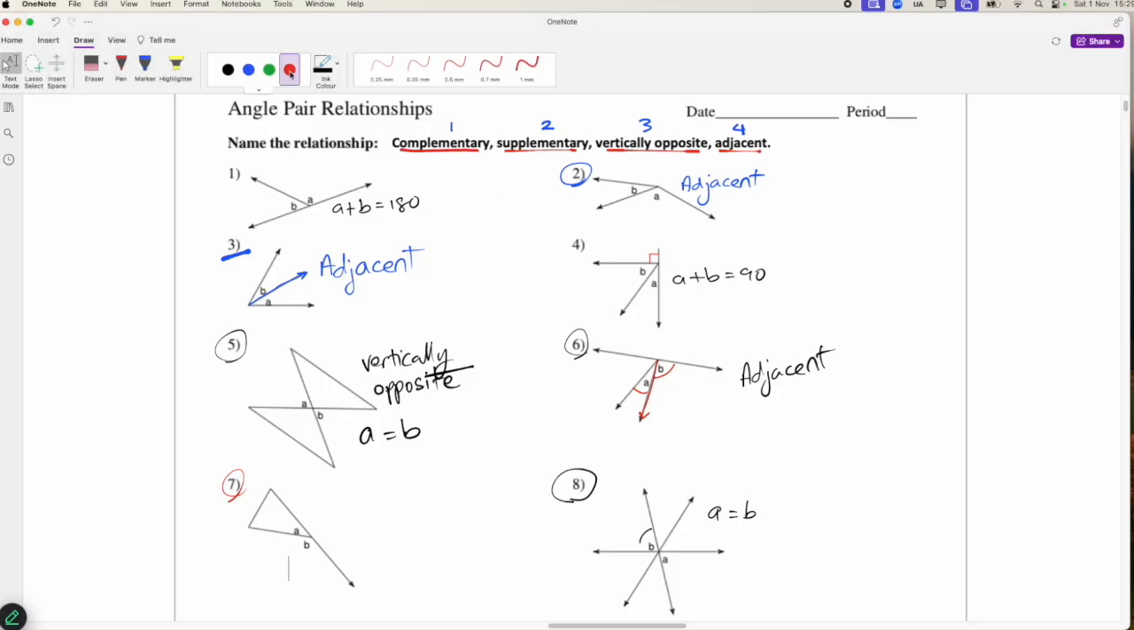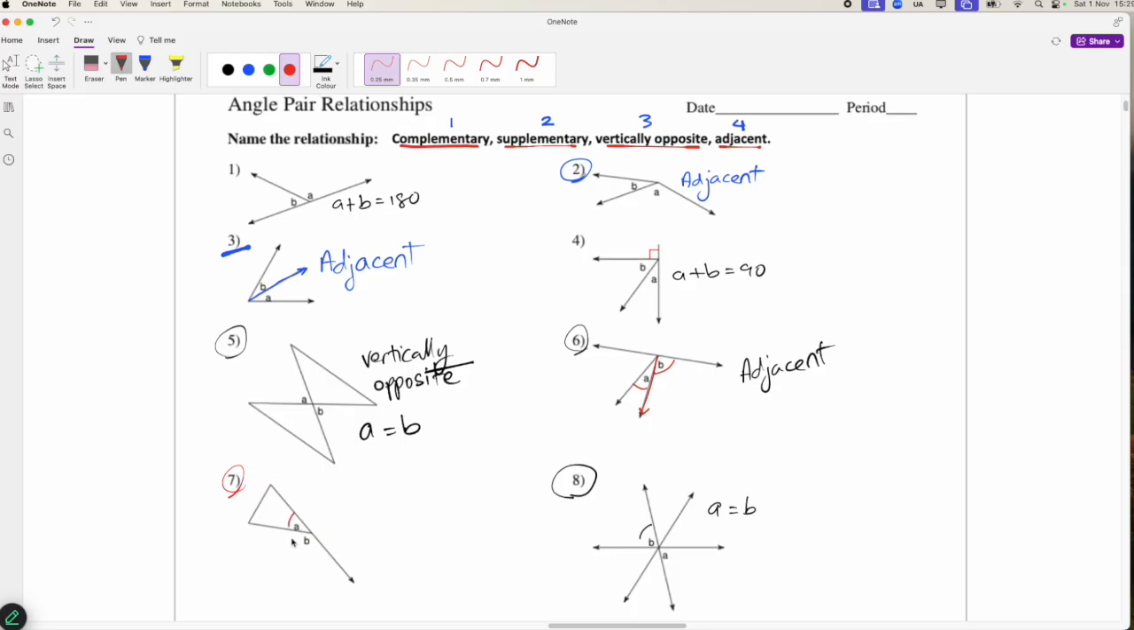Supplementary is correct. What do we know about supplementary angles? They add up to 180 degrees. So we have supplementary, and that means A plus B adds up to 180. If we notice, Jovan, this is a straight line. So that means this angle and this angle are going to add up to 180, right?